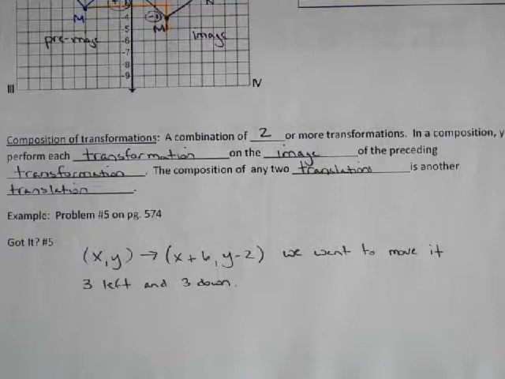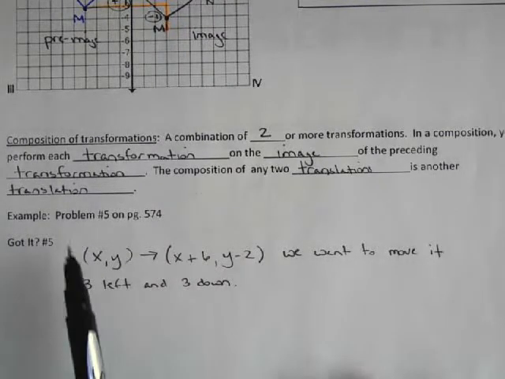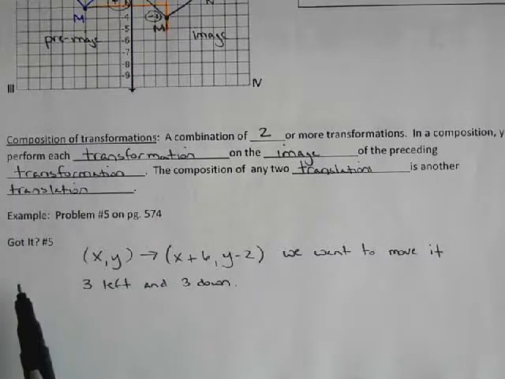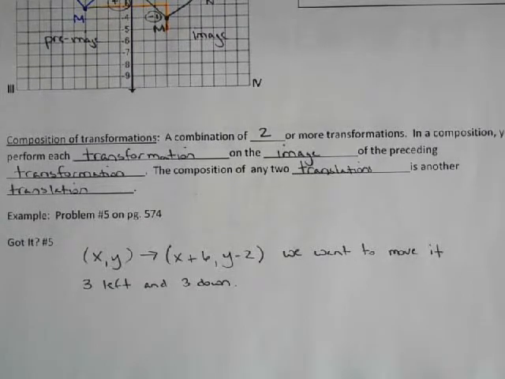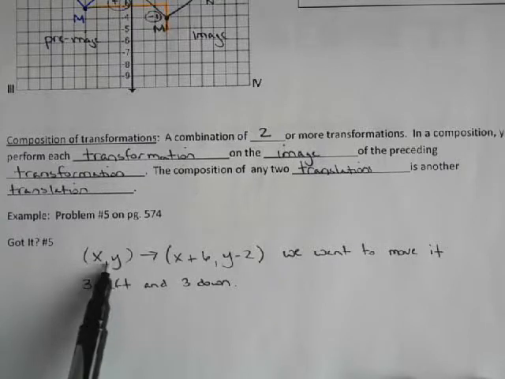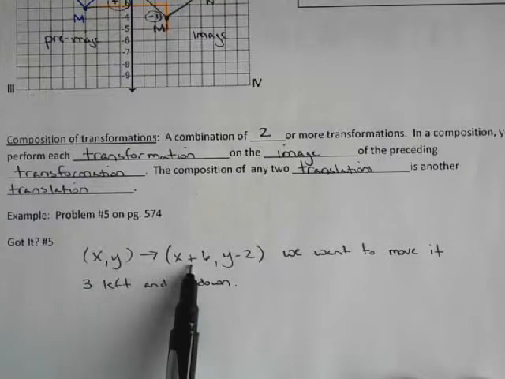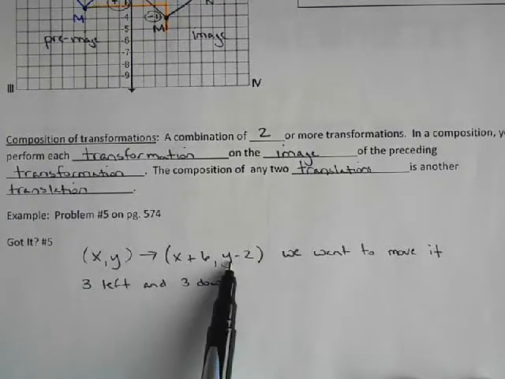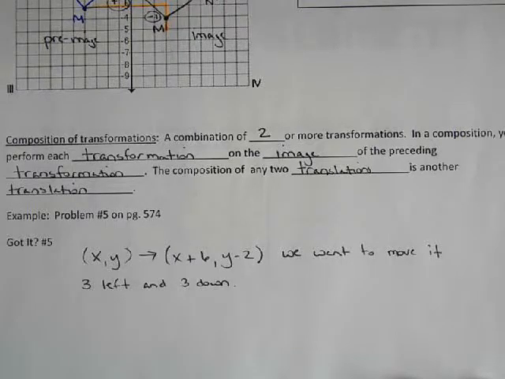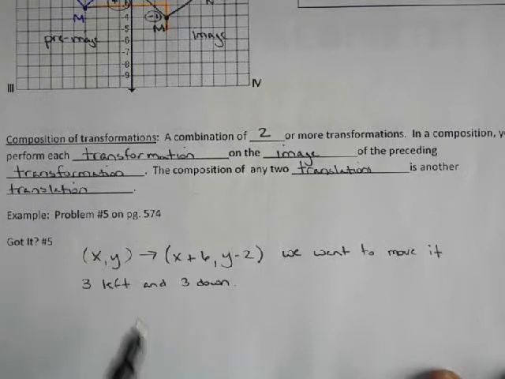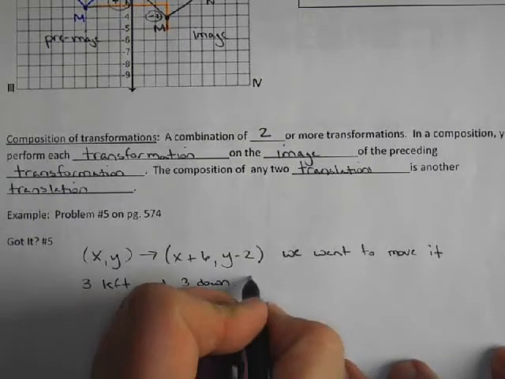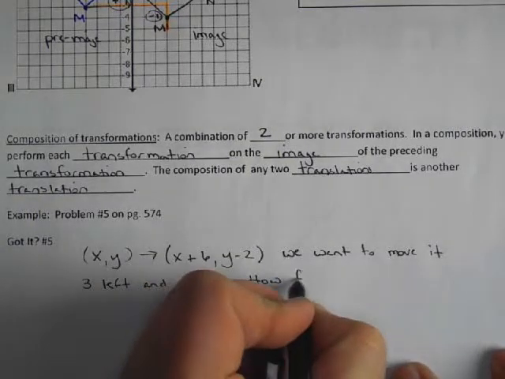Okay, let's talk about the got it question. If you looked at problem number 5 on page 574, you'll notice that after we moved the chess pieces, the original chess piece was 6 to the right and 2 units down from where it originally started. We want to make yet another move, 3 left and 3 down, and we want to know how far it is away from its original position.